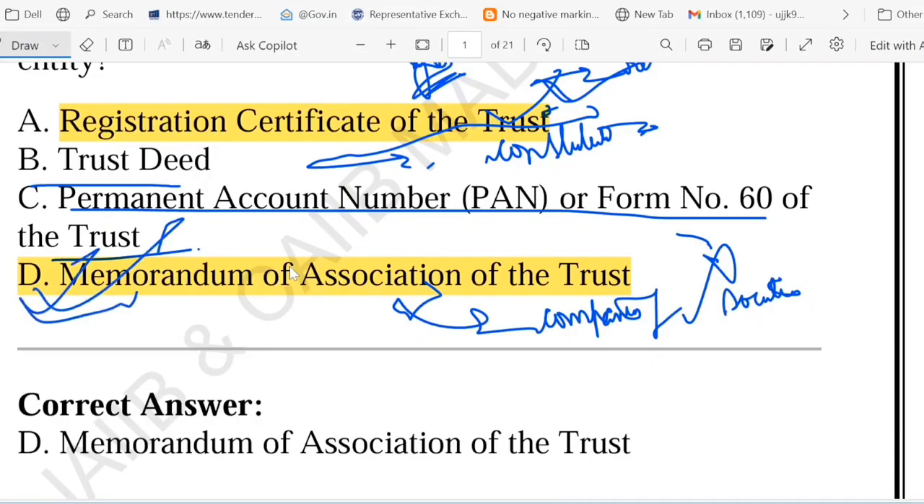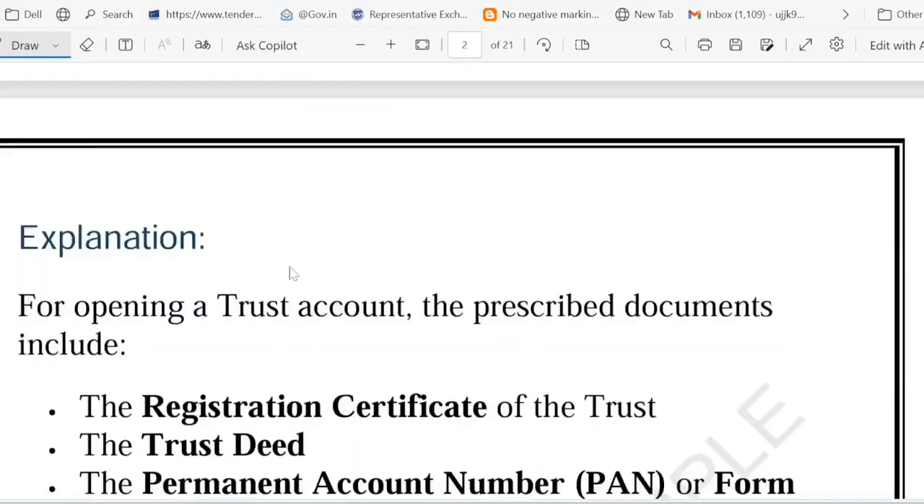So what we have learned is that for a trust account, the bank needs the registration certificate, trust deed, PAN or Form 60, and details of the trustees. MOA is for companies, not for trusts. So that is the point. Now friends, let's look at the next question.